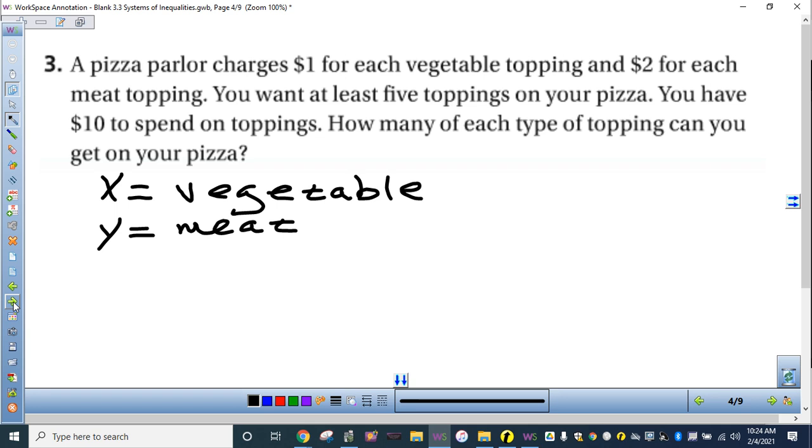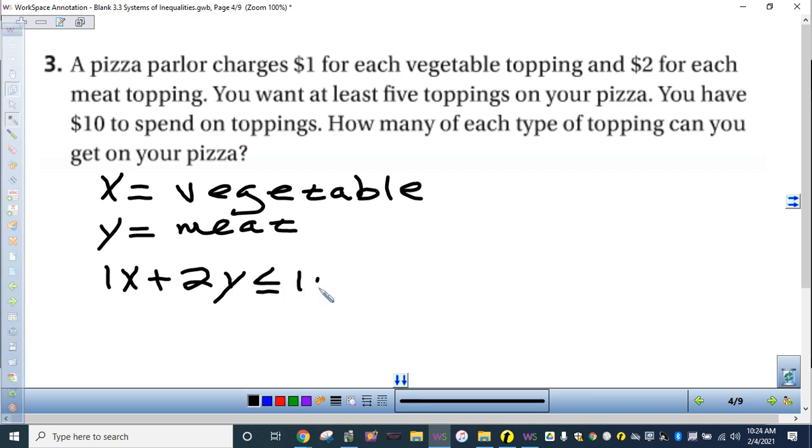So veggie is $1, so 1x. Meat is $2, so 2y. You have $10 to spend, so it's got to be less than or equal to 10. You can spend exactly all the money you have or something less. Then you want to have at least 5 toppings on your pizza.